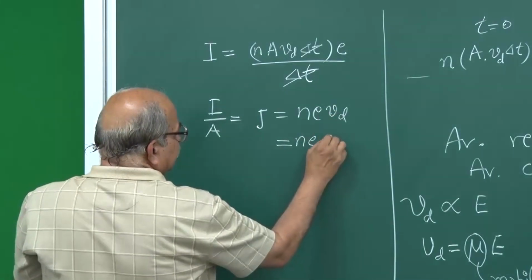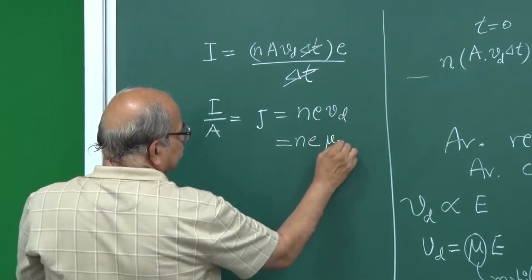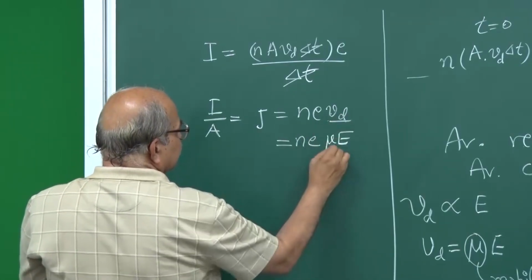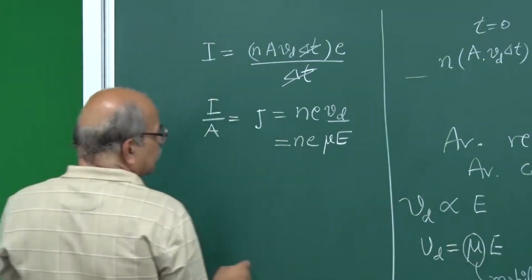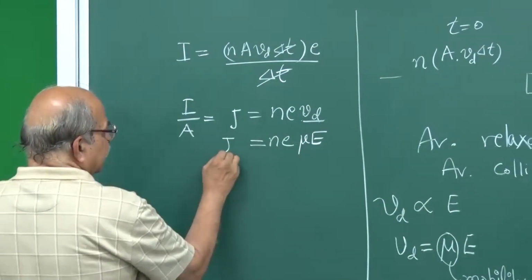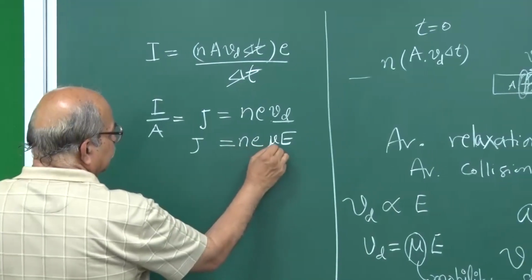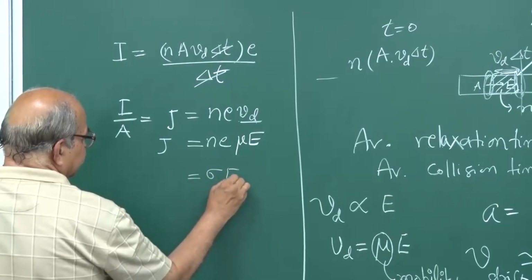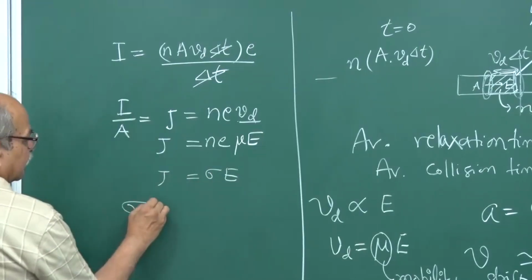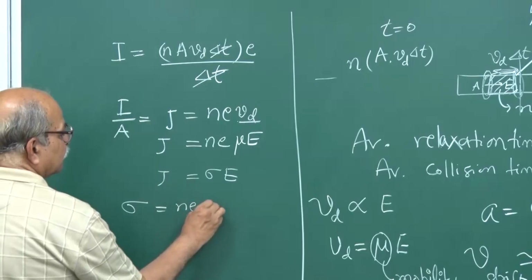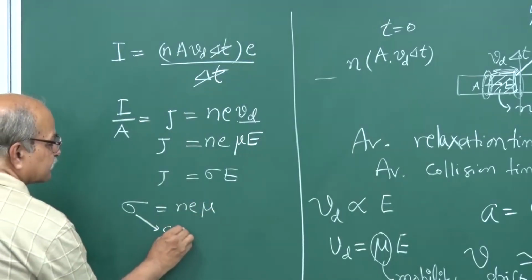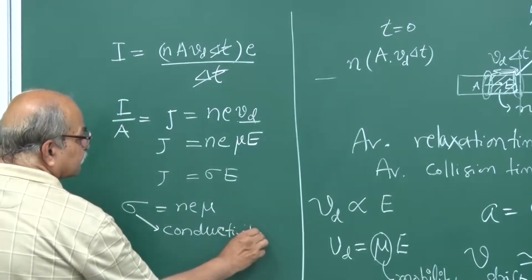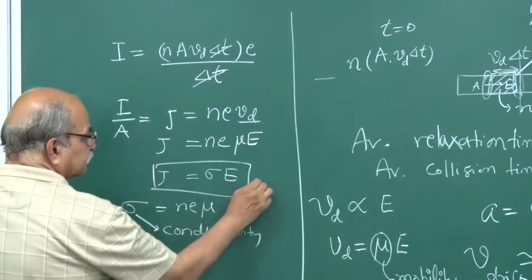this Vd is mu times E, this is the mobility. Vd, the drift velocity, is mu times E, so you can put it here. So J is equal to N E mu E, and this is written as sigma times E, where sigma is N into E into mu, and this is called conductivity. And this is your Ohm's law.